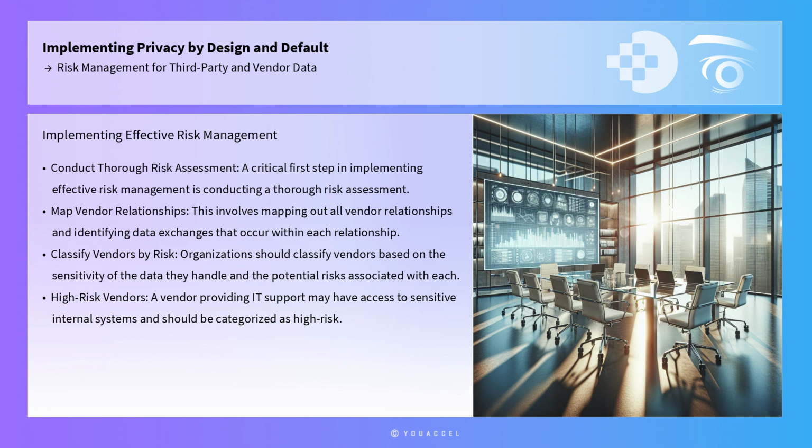A critical first step in implementing effective risk management is conducting a thorough risk assessment. This involves mapping out all vendor relationships and identifying data exchanges that occur within each relationship. Organizations should classify vendors based on the sensitivity of the data they handle and the potential risks associated with each. For instance, a vendor providing IT support may have access to sensitive internal systems and should be categorized as high risk, necessitating more stringent controls and oversight.